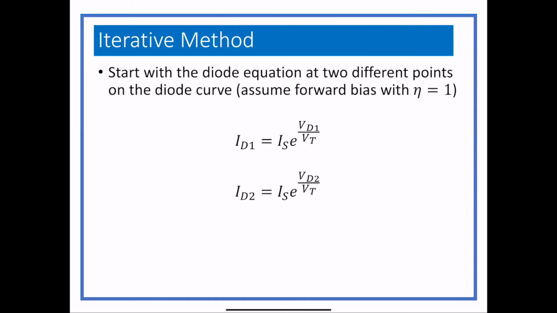To do the iterative method, we're going to start with the diode equation, and we're going to look at it at two different points on the diode curve. We're going to assume there's a forward bias and that eta equals 1. And you'll notice that the equation's a little truncated, and that's because we're going to take the -1 after the exponential function off because it doesn't matter. We're going to be in forward bias mode anyway, so we will not need to worry about that. It'll make the calculation easier.